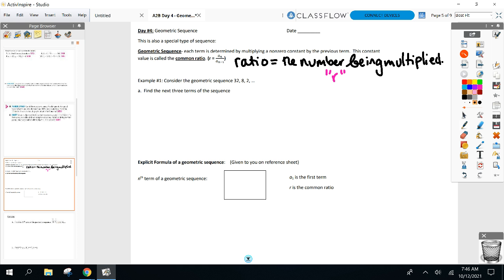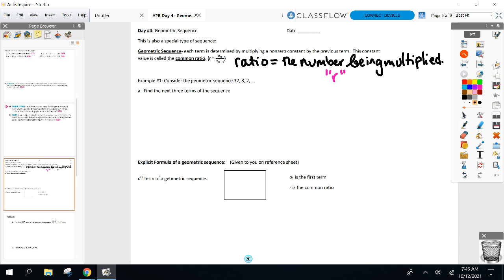Okay, so take a look at my sequence here, 32, 8, and 2. Aren't I dividing? Everyone agrees, aren't I dividing? Dividing by what? I'm dividing each number by what to get to the next, Sarah? 4, right? Okay, but it's still geometric, even though I said it's multiplying.